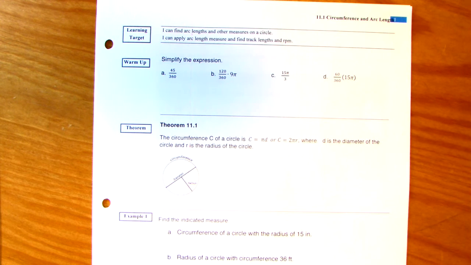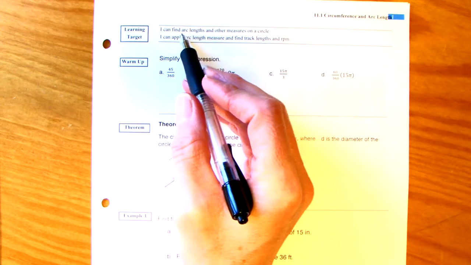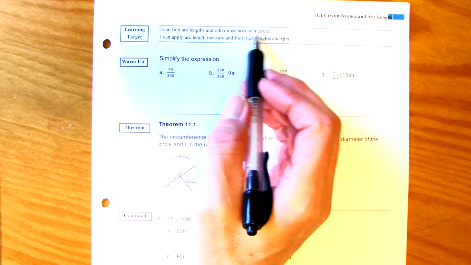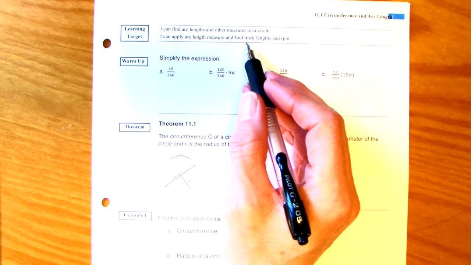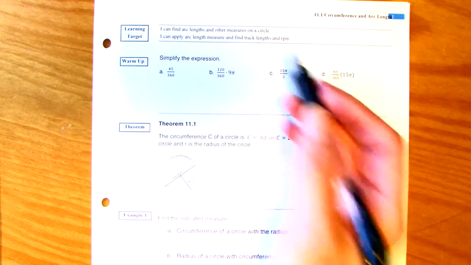So here we go. I can find arc lengths and other measures on a circle, and I can apply them, such as finding the length of a track and RPM.